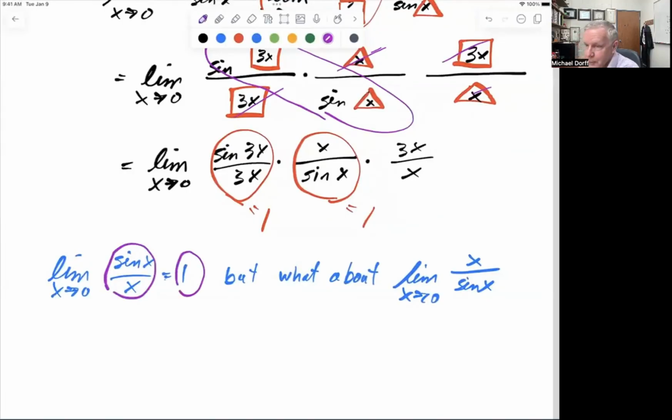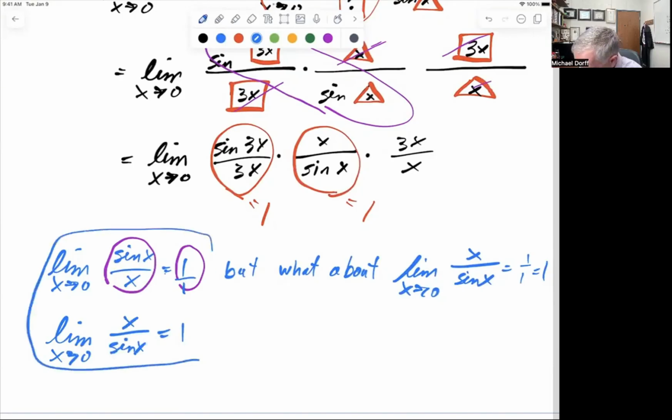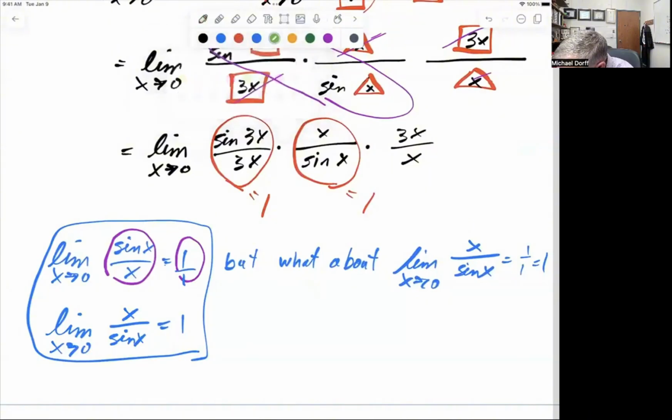Well, what's the inversion of 1? Well, 1 is 1 over 1. So this is just going to be 1 over 1, or 1. So the same fact holds: the limit as x goes to 0 of x over sine x equals 1. Okay, both of those are true. So that's why in this one, which I'll now do in green, that equals 1.